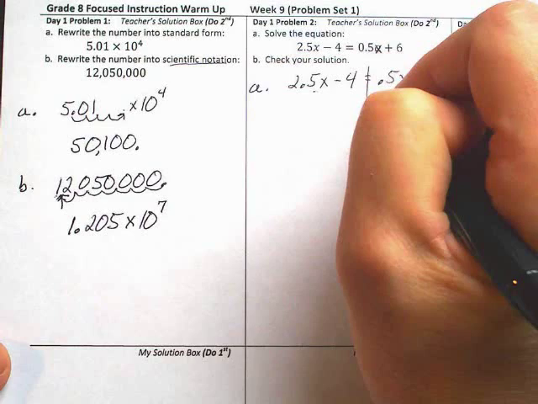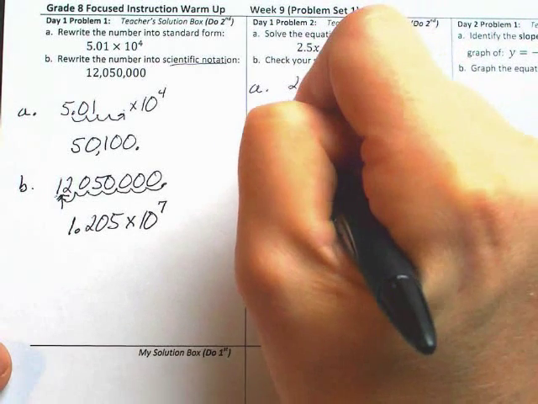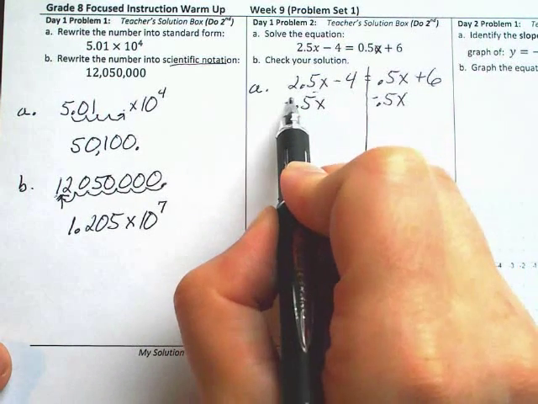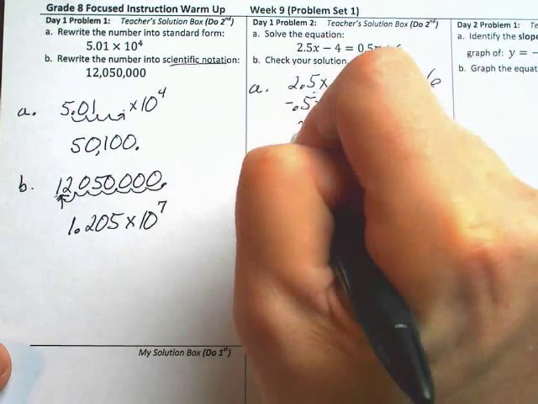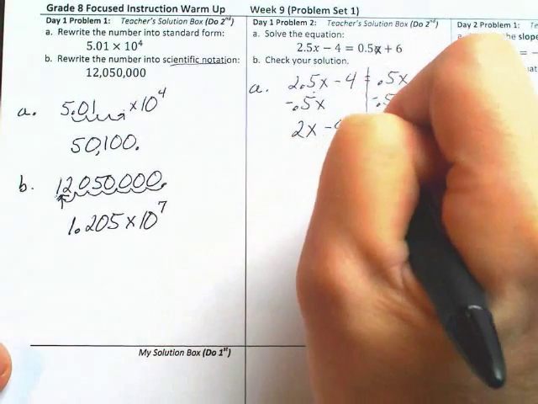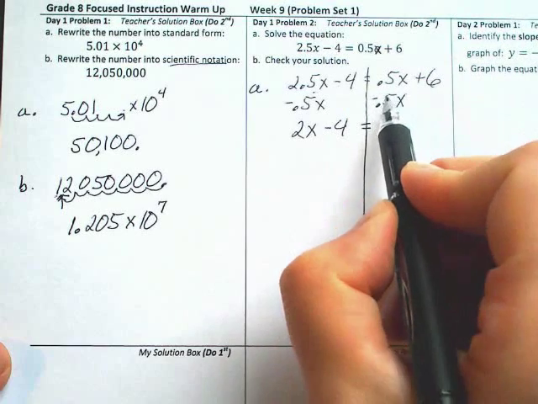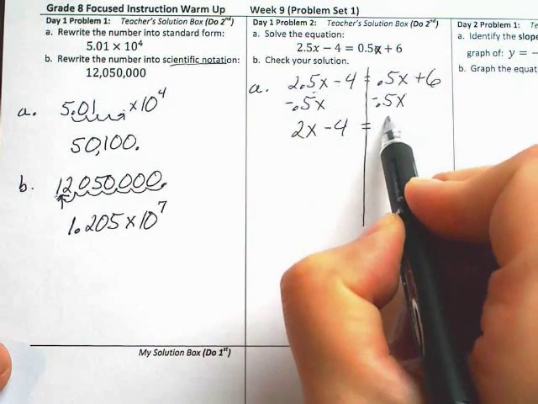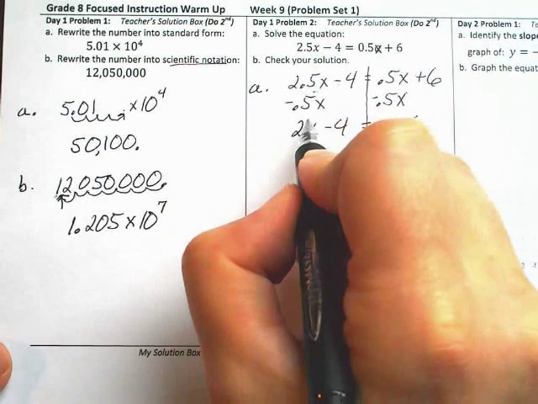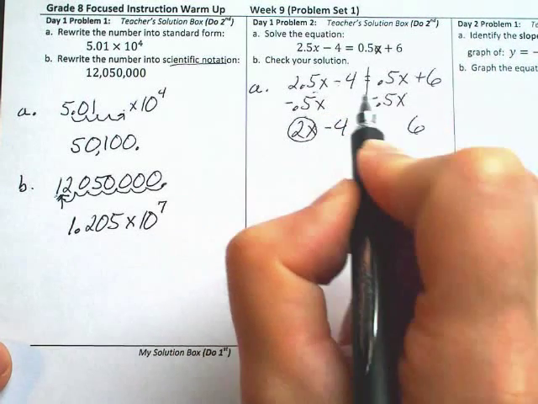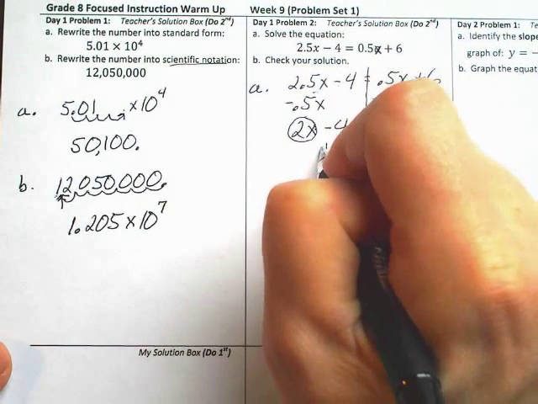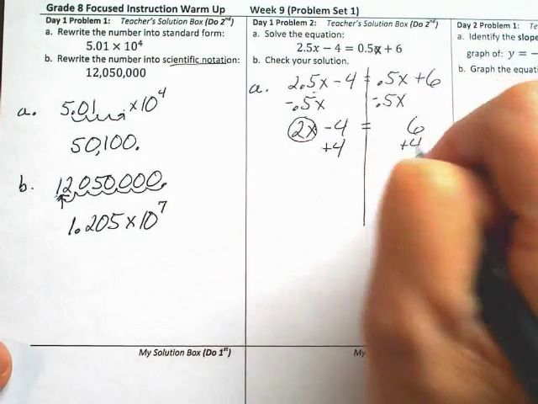Under here, minus 0.5x and minus 0.5x. 2.5x subtract 0.5x is 2x. The minus 4 can be brought straight down. 0.5x subtract 0.5x is 0, and the 6 can be brought straight down. Okay. Now here is the x term. Next to the x term there is a minus 4. Let's remove minus 4. Add 4, add 4.